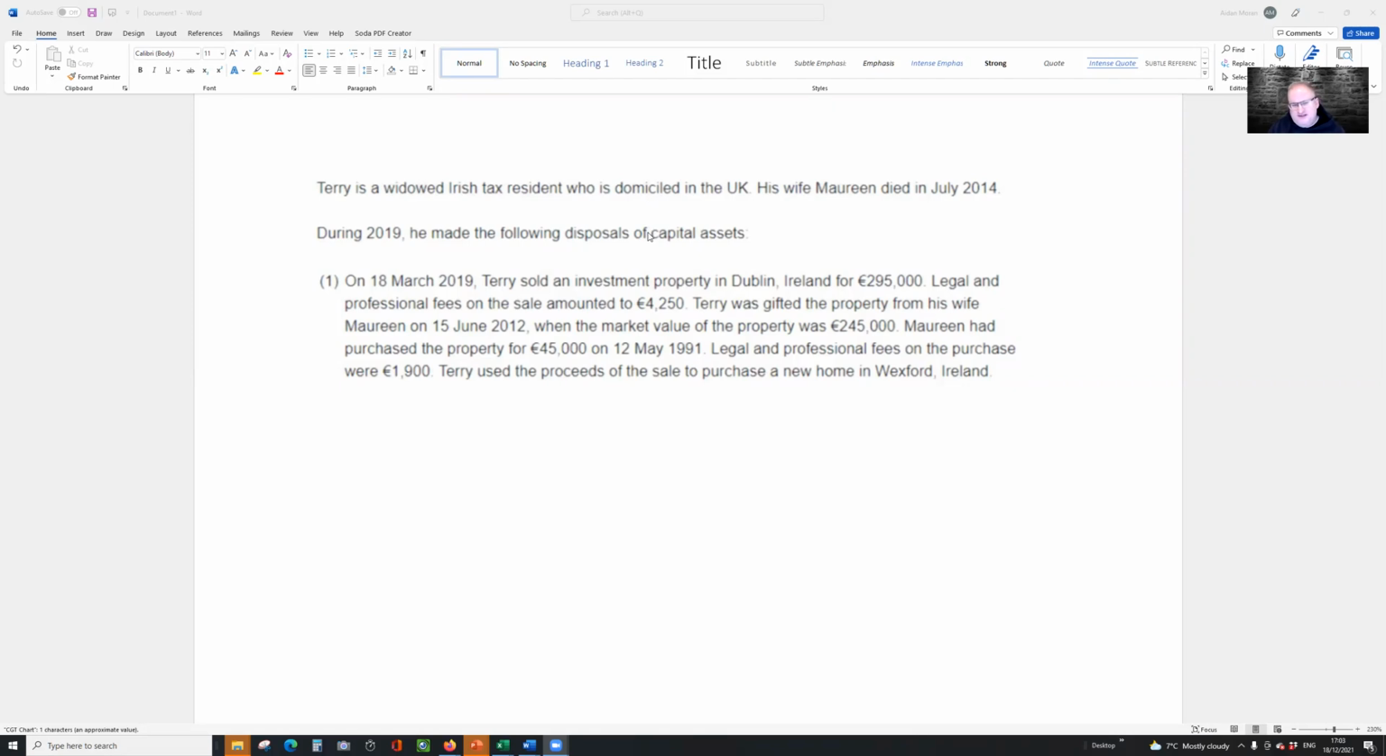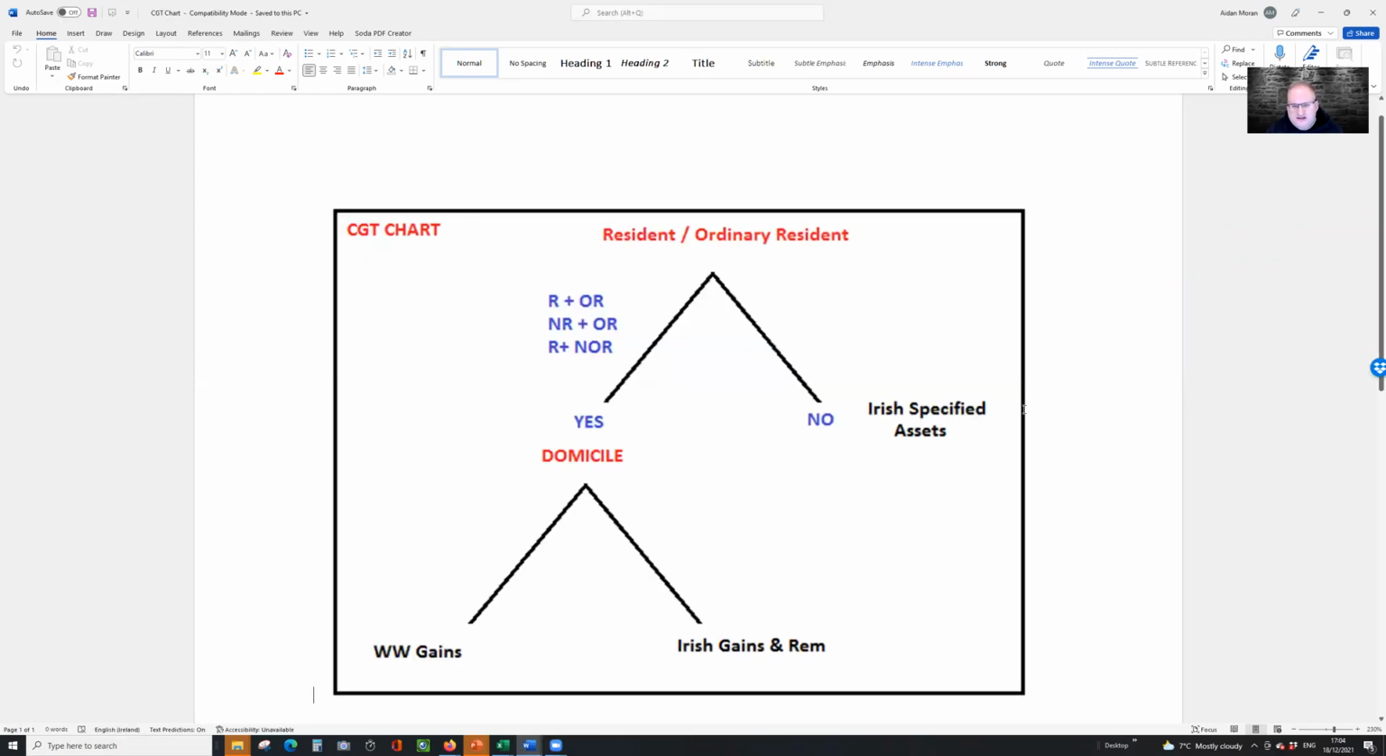So my first point is, based on an individual's residency position, ordinary residence and domicile, what are they subject to tax on? Because if I don't know what they're subject to tax on, how can I do a tax computation? I can't. So the first thing I need to know, within a couple of seconds, is what they're taxed on. So he's resident, he's domiciled: Irish gains and remittances.